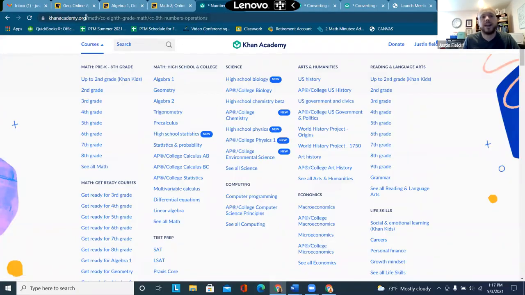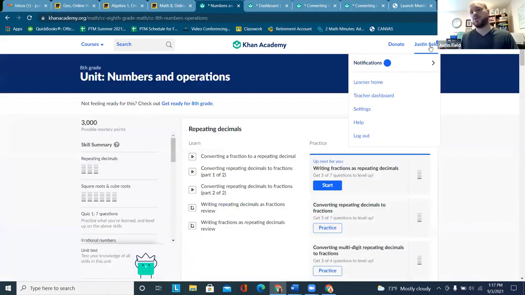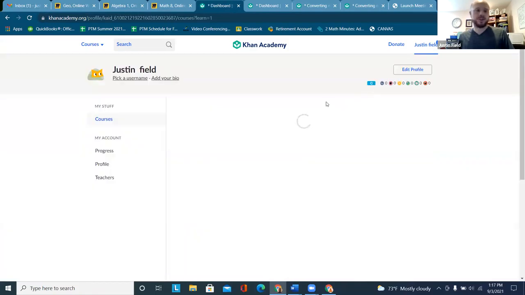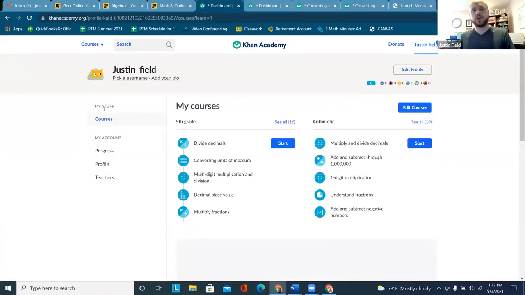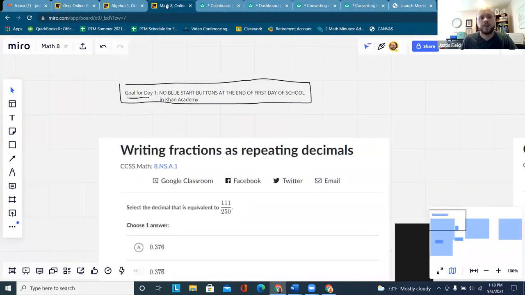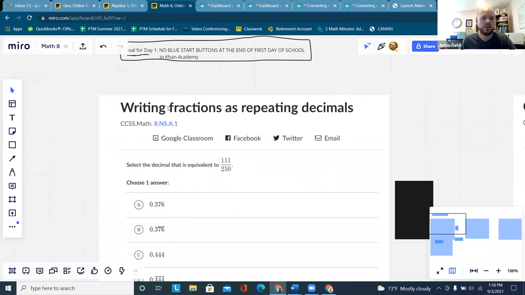So here's khanacademy.org, and you go to courses, and you click on 8th grade, and you'll see all the content. But after you join our class, you won't do that. You'll go to your name, and you'll go to Learner Home. Then you'll have a class here after you join it, and you will have assignments right in the middle of this. Right now it says 5th grade arithmetic for some reason for me, but it won't say that for you. Your goal is to do the assignments, so let's talk about how to do them.